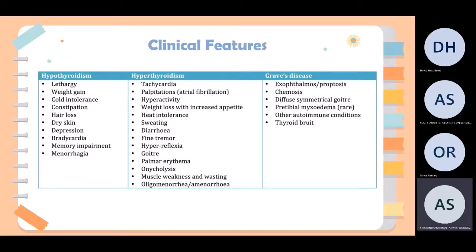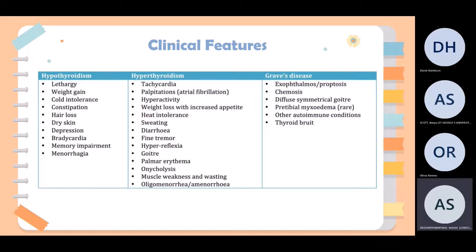You'll have heat intolerance because you're generating a lot of heat, so you'll be sweating as well. You'll end up with diarrhea. And because you're quite hyperactive, you'll have hyperreflexia, and fine tremors as well. And if you feel around the neck, you can also sometimes feel the goiter, so that's your enlarged thyroid gland. And then some signs that you typically see when you're doing an examination would be the palmar erythema, the onycholysis of the nails, and then we'll usually test for muscle weakness and wasting as well. And then again, in women, you'll get oligomenorrhea or amenorrhea.